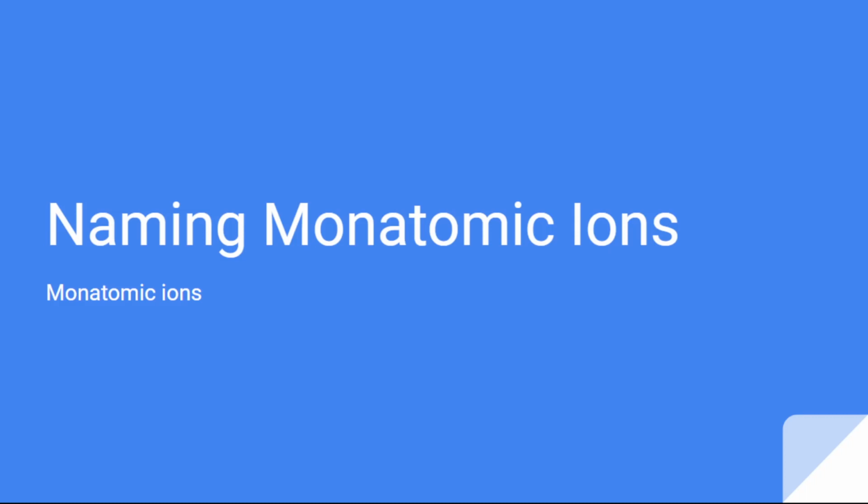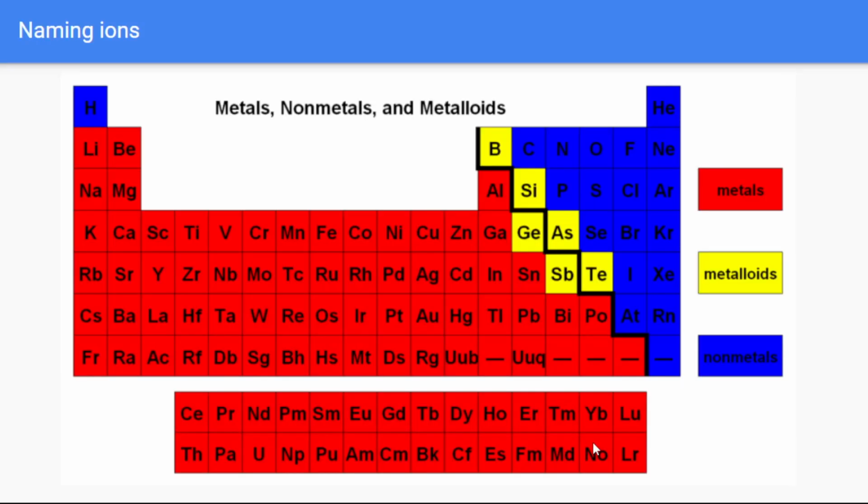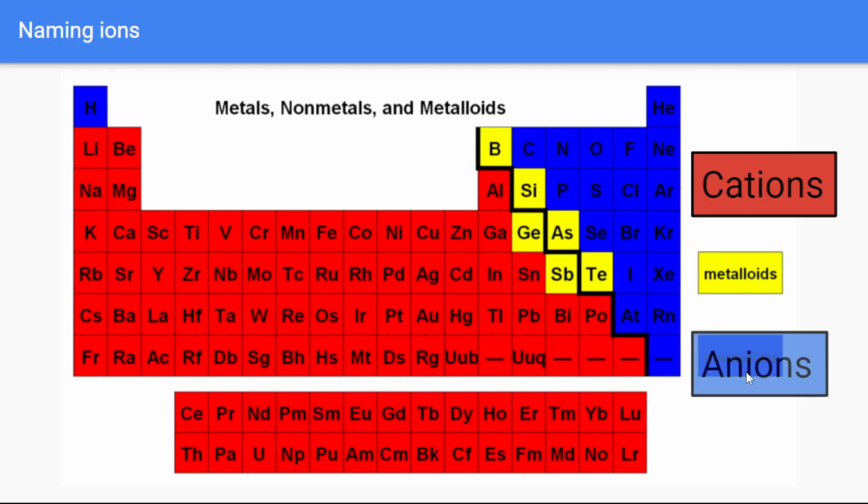In this video, we'll discuss how to name monatomic ions. Elements are divided into three different categories: metals, nonmetals, and metalloids. Metals tend to lose electrons to become positively charged. We call those cations. Nonmetals tend to gain electrons to become negatively charged. Those are called anions.